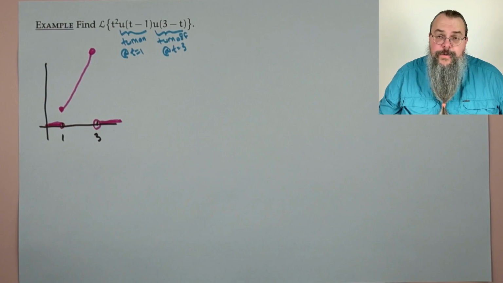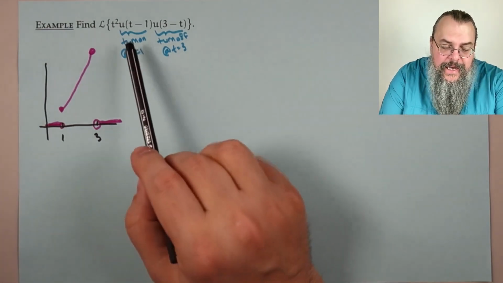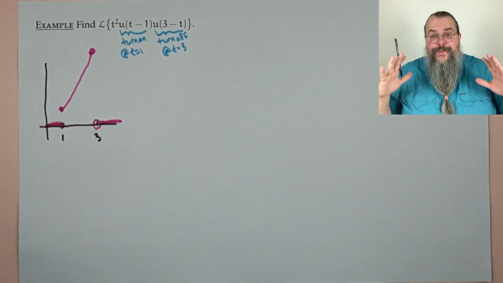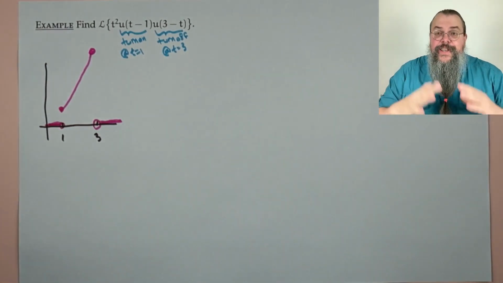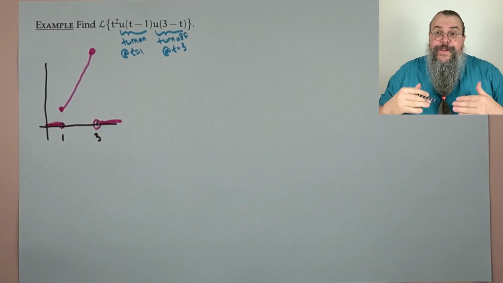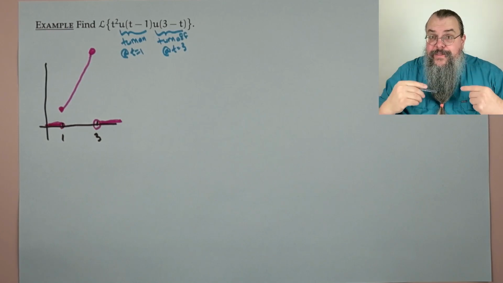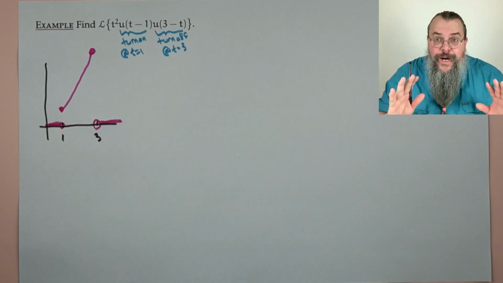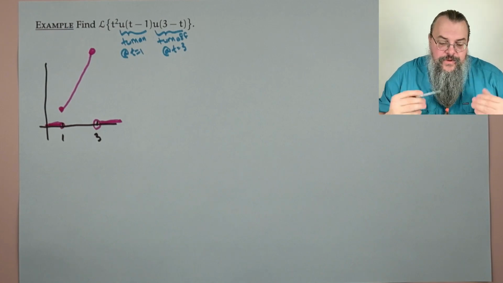So what do we need to do? Well, we can't have multiple u's here. We have to get it into the form u(t minus a) f(t minus a). We are allowed to have multiple pieces, that's okay, no problem. But we can't have multiple u's.